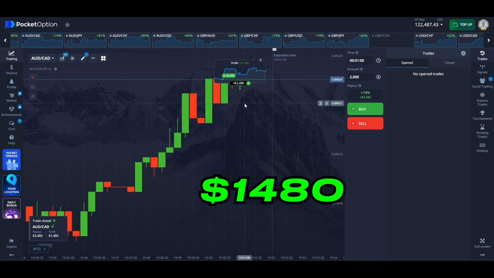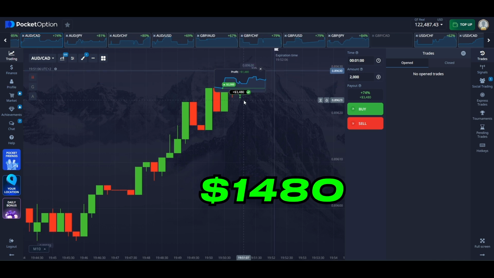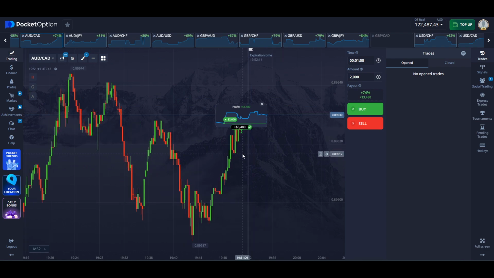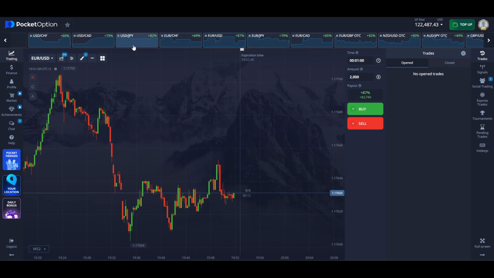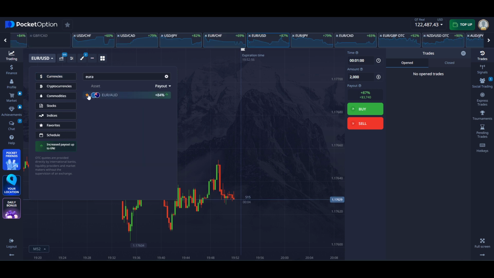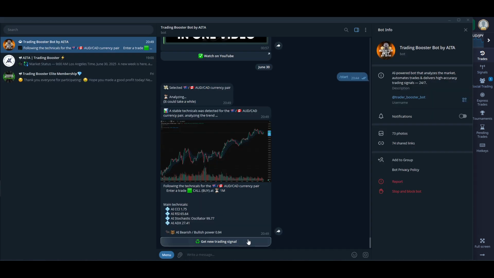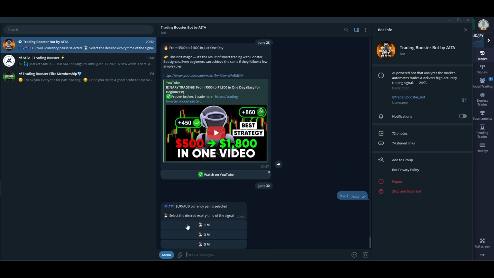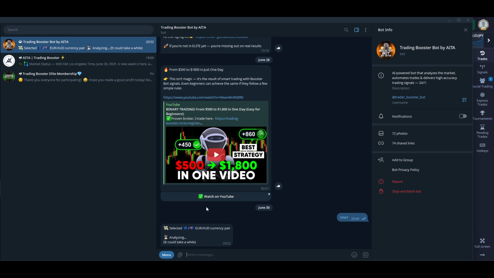A great trade brings me $1,400. So, that's almost plus 3,000 bucks in just 2 trades. Not a bad result. Let's keep going. Let's pick a currency pair. Euro, Australian dollar. I don't see it in my list, so Euro, Australian dollar. We have a good payout here, so I'm choosing this currency pair, switching to the booster bot. And now I'm requesting an analysis for this currency pair. I select this currency pair and set the trade time to 1 minute.